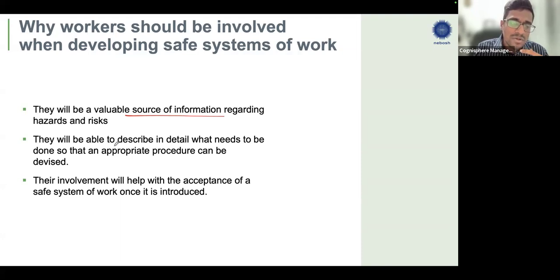They will be able to describe in detail what needs to be done so that an appropriate procedure can be devised. When people are involved in the procedure, there is a strong likelihood that those people will follow it, because these procedures are developed based on their inputs. They will have ownership, and there is a high chance that they will follow and implement the procedure. So their involvement will help with the acceptance of a safe system of work once it is introduced.